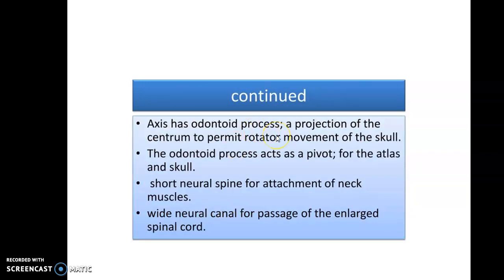Axis has an odontoid process and a projection of the centrum to permit rotatory movement of the skull. The odontoid process acts as a pivot joint for the atlas and skull. The short neural spine helps in the attachment of neck muscles. The wide neural canal helps in the passage of the enlarged spinal cord.